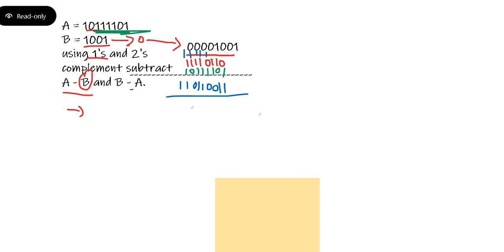Okay, now what is the carry here? 1. 1 is the carry. So what do I do to that carry? Remove it. I discard that carry. And what I'll do to this? I'll again convert to the ones complement.